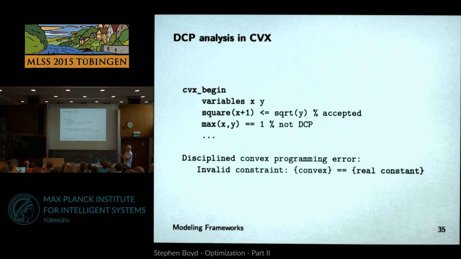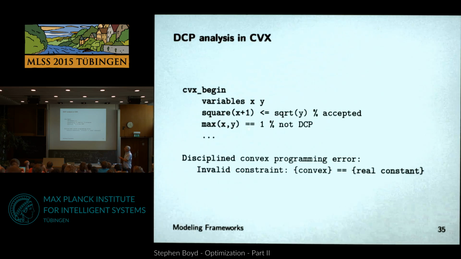So this is convex less than concave. That's fine, right? I mean, the next step before canonicalizing would be convex minus concave less than 0, but okay. Then you write max of xy equals 1, and you've made an error. You've made an error. Why?